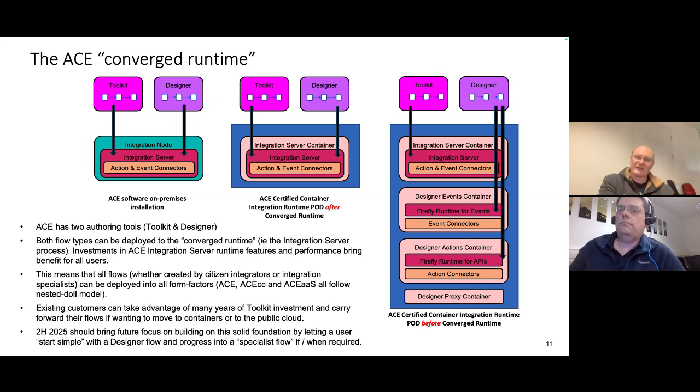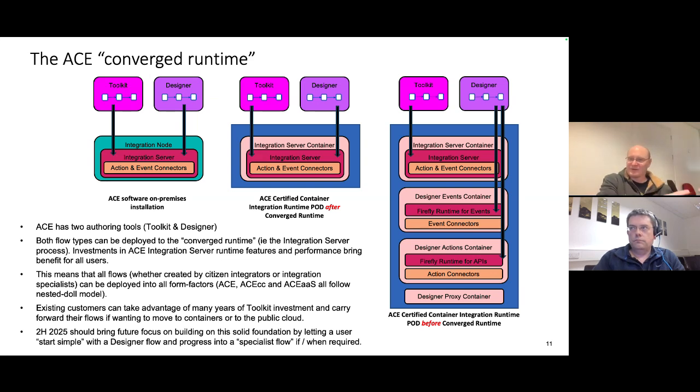Now, if we look to the picture on the left, what that's starting to show is as of version 13 of ACE, it now has that designer authoring experience built into the ACE software. So now the ACE integration server knows about these designer flows. So what we're now doing is the containers in the middle are starting to convert all of those flows that you're developing in designer, and we're taking those, and instead of creating those extra containers, we're deploying them straight into ACE.